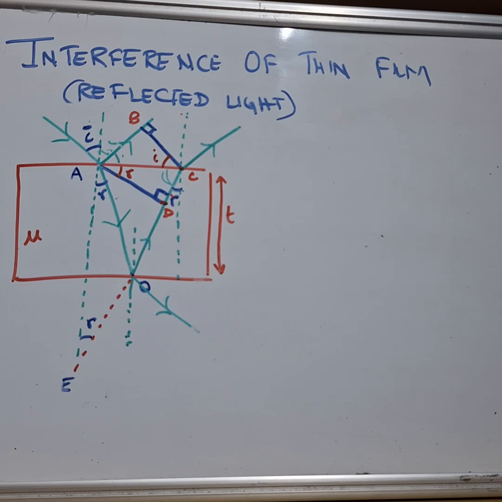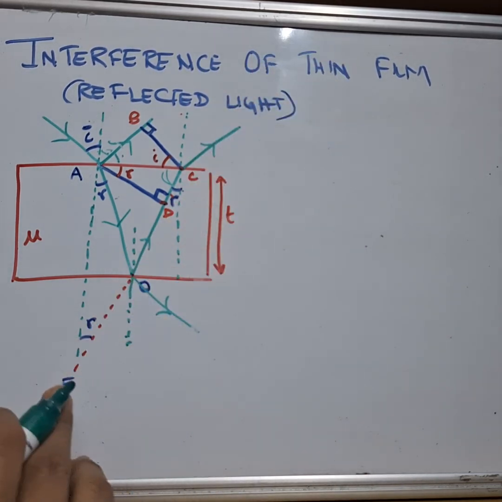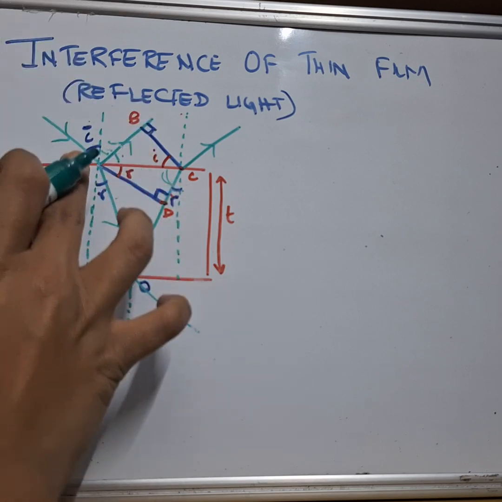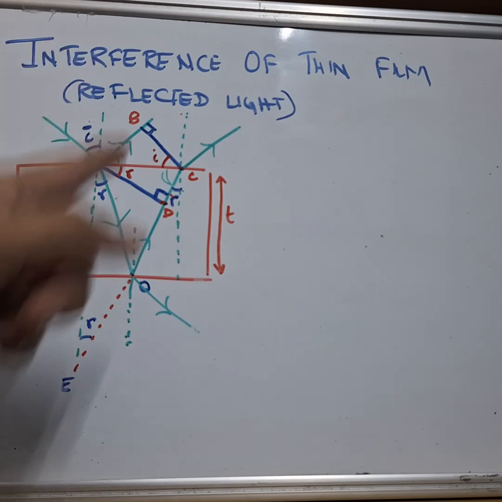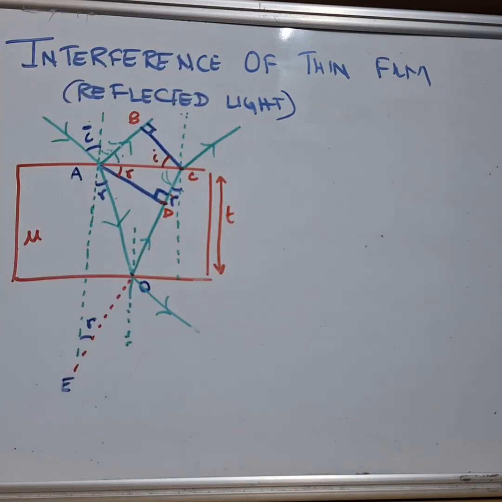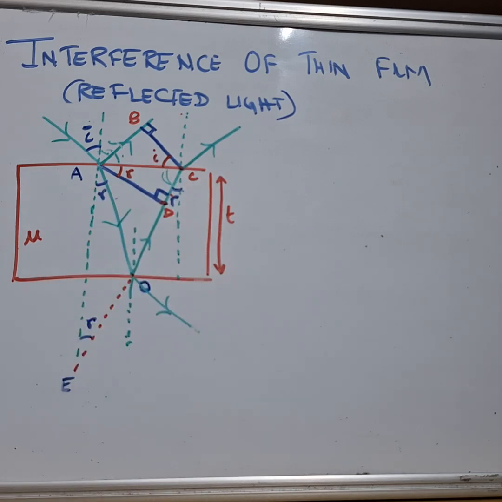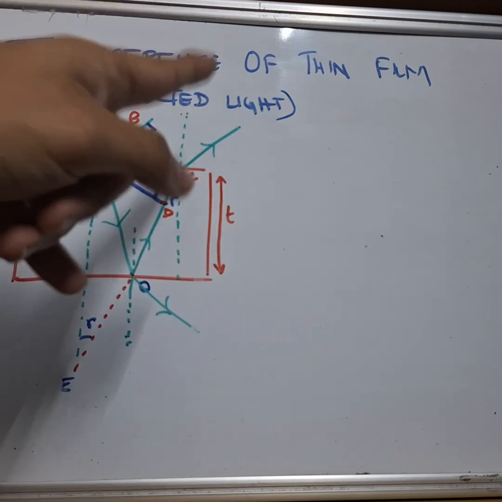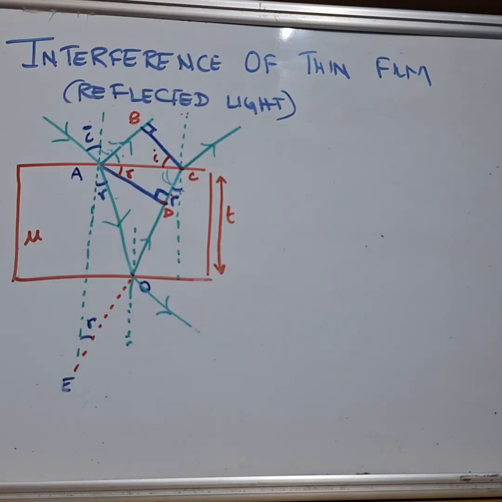Now what we do is we extrapolate this CO line until the normal through A meets it at a point E. These two dotted lines are parallel, right? So this angle R is equal to this angle R. How do we see this? Because of alternate angles. If you see two perpendiculars and this is one line, this angle should equal this angle, right?